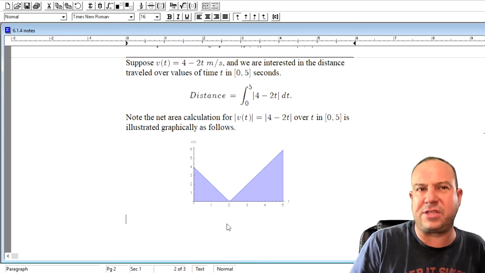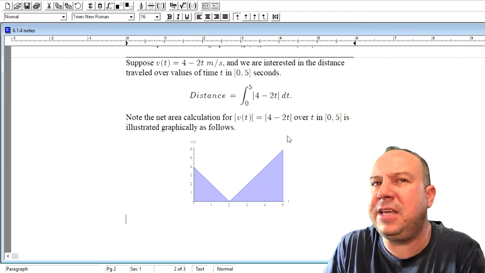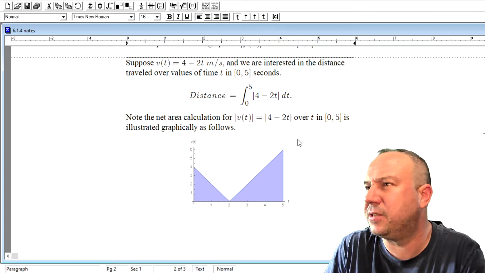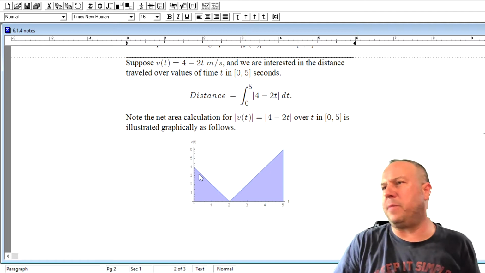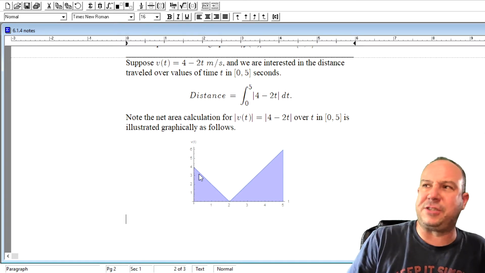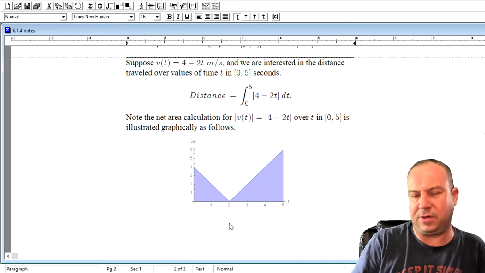And we got to approach that piecewise because the function defining that net area is different from here to here. It changes. It's related to this one, but it's the opposite of what we see over here. This is 4 minus 2t. What's the opposite of 4 minus 2t? Well, that's 2t minus 4. That's what describes this side, upper bound.